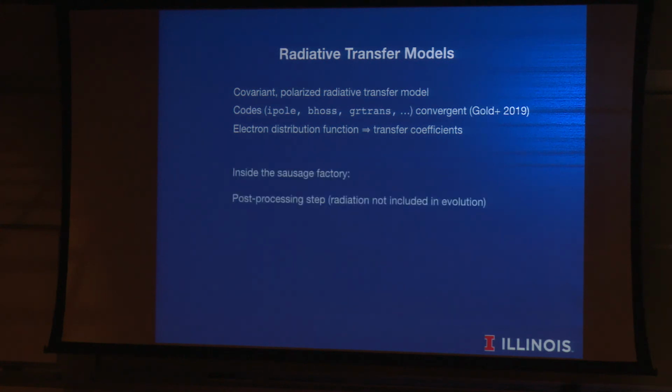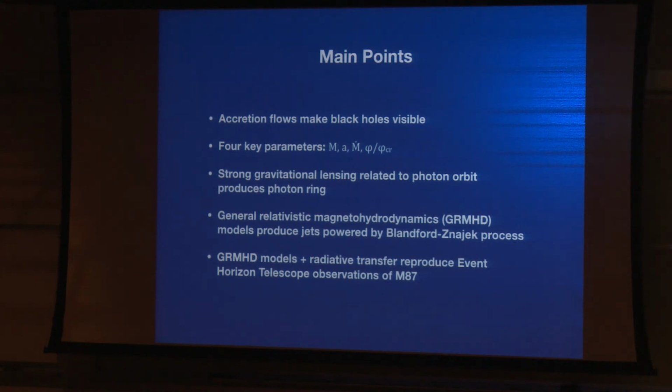Okay, so here's what's inside the sausage factory. I think this is what I was asked to talk about. I'm getting to it at the end. So this is done as a post-processing step. So the radiation is not included in the evolution, although there are limited examples of people doing that. We assume an electron distribution function or parameterize it and then look for the best fit parameters. And we use something called a fast light approximation, which I'll describe in questions if anyone wants to know more about that.